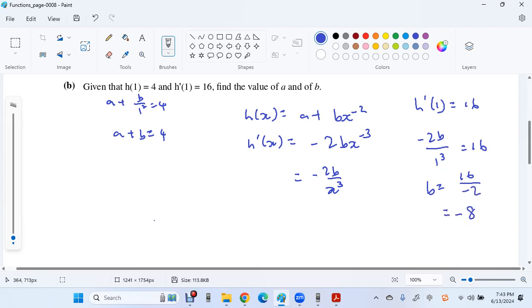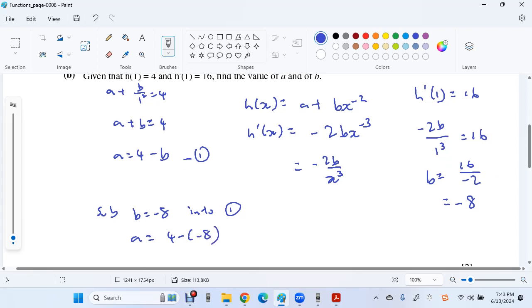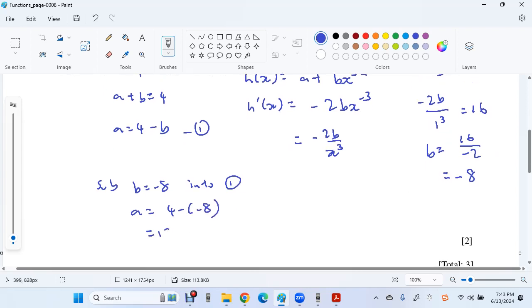So a is 4 minus b. We substitute b equal to -8 into equation 1. Then a will be 4 minus -8, so a will be 12. So a equals 12, b equals -8.